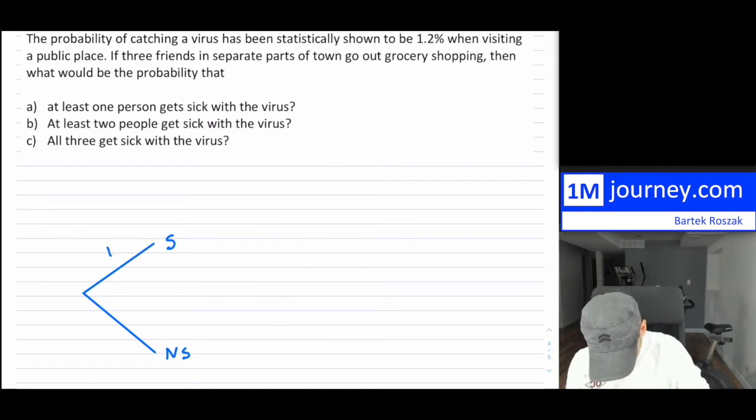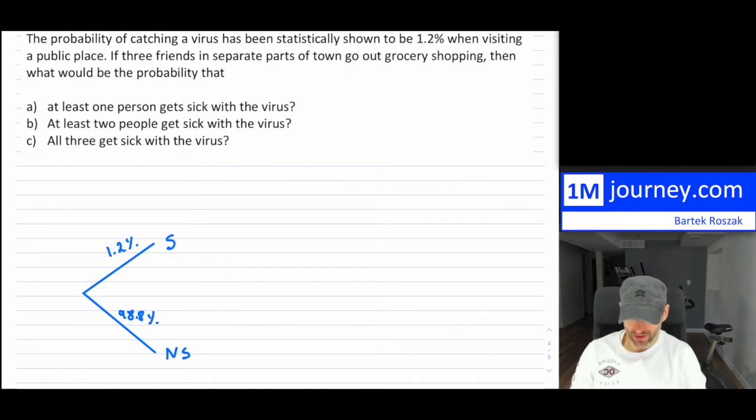Now, what's the probability of that? Well, this is 1.2%, and the complement is 1 minus 1.2%, so that's going to be 98.8%. That's the starting point, if it was only one person.